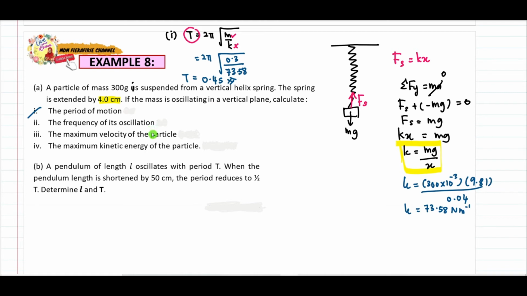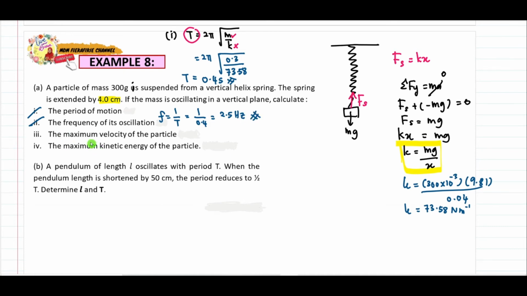And then the frequency of its oscillation. So kita nak kira frequency. Remember, frequency is equal to 1 over T. Kita dah dapat T tadi. Okay, kita boleh masukkan sahaja. Okay, 2.5 Hz.